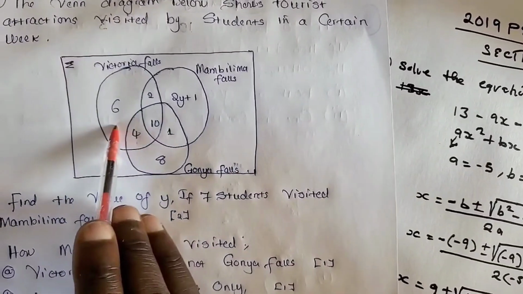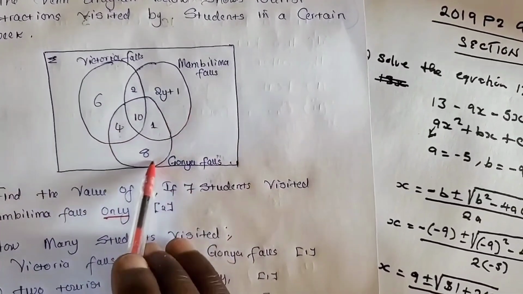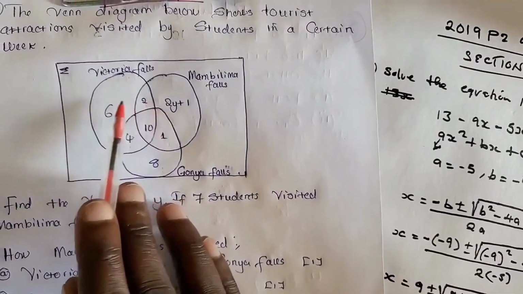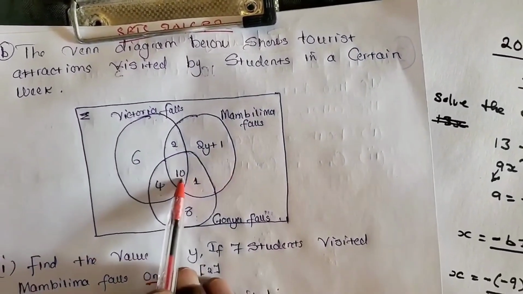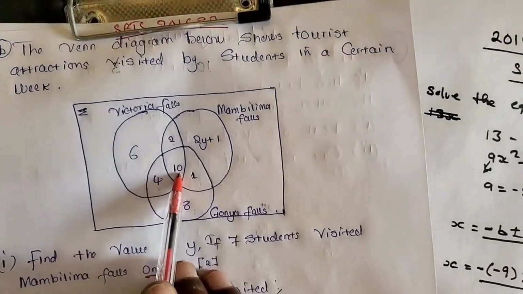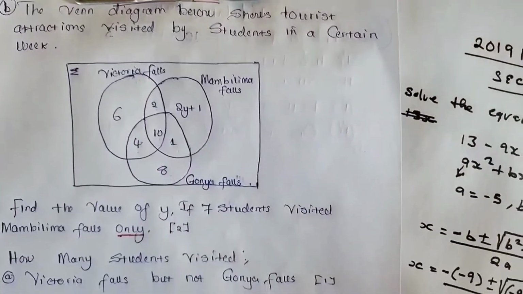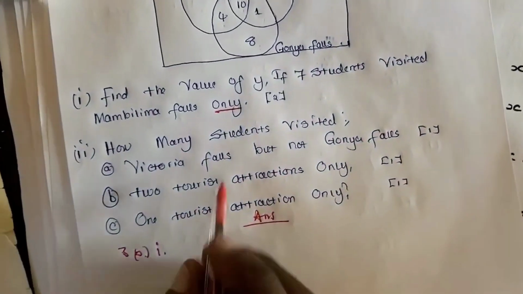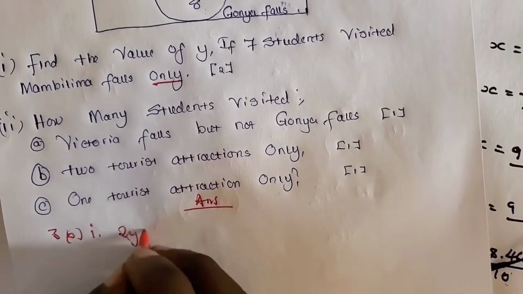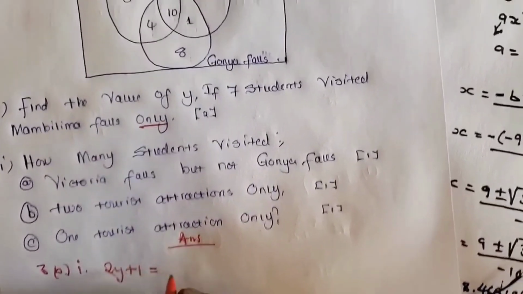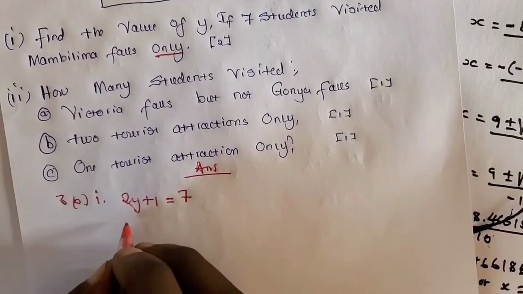4 visited Victoria Falls and Gonia Falls. 1 visited Mambilima and Gonia. 2 visited Victoria Falls and Mambilima Falls. Then 10 visited all 3 tourist attractions. Very good. Now we write 2y plus 1 equals 7. Then we solve for y.